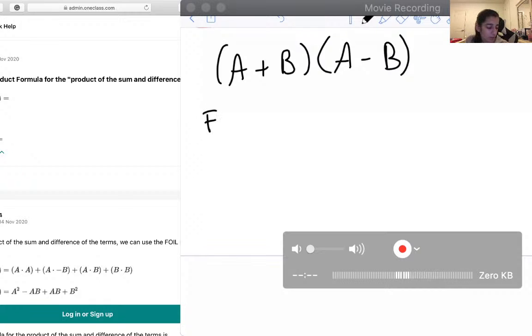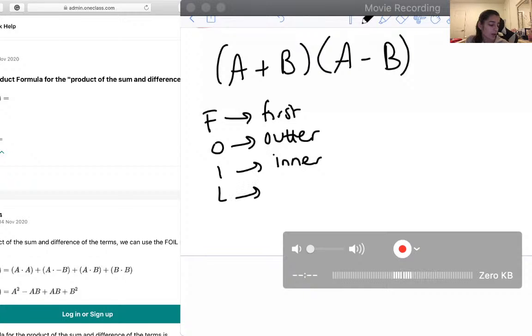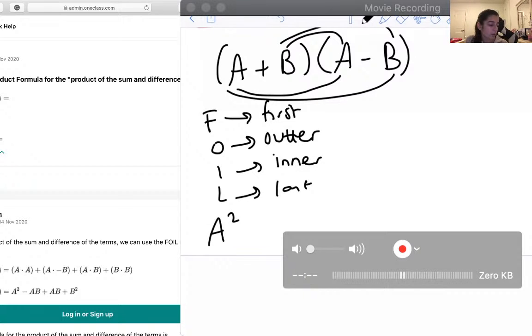So FOIL, if you guys don't know, F stands for first term, O stands for outer term, I stands for inner, and L stands for last. So we're going to multiply our first term, our a, with our first term and our outer term, and then our inner term, and then our last term. So that would equal a squared minus ab plus ab minus b squared.